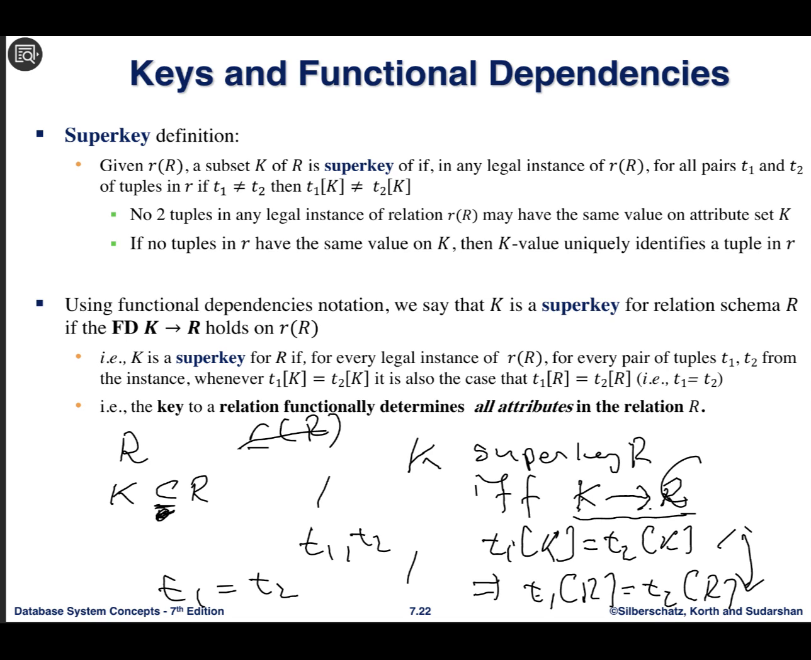So in order to define K as a super key, you can have the functional dependency K determines R. That means we have a subset of attributes, and the value of this subset is going to uniquely determine the value of all the attributes in the relation R. If two tuples have the same value on this attribute set, they are the same tuple, so the only option is that T1 is not equal to T2 in this case, right?